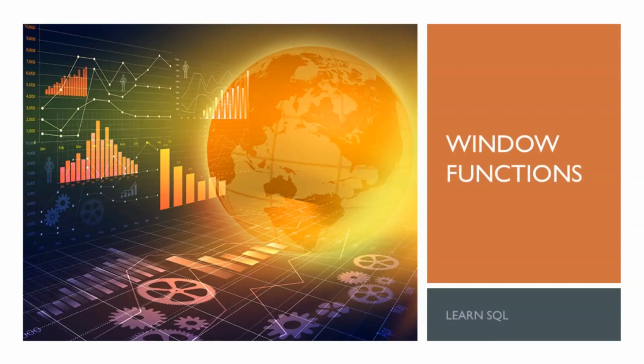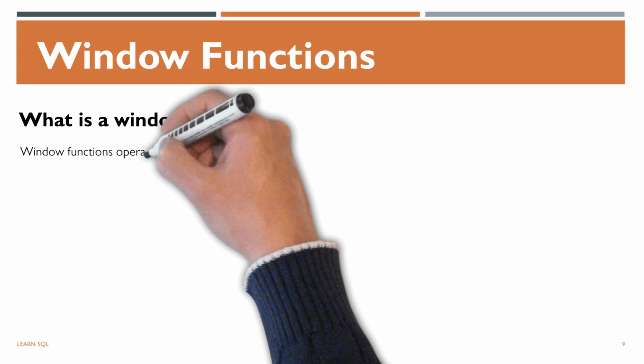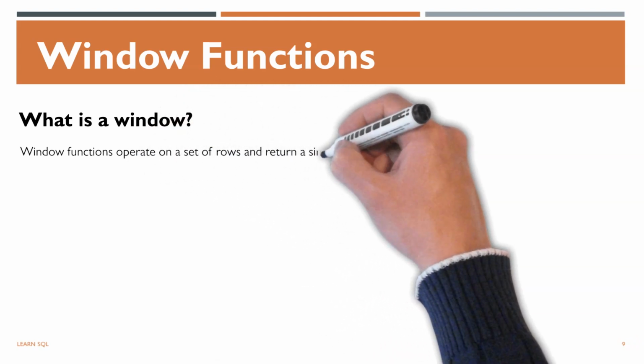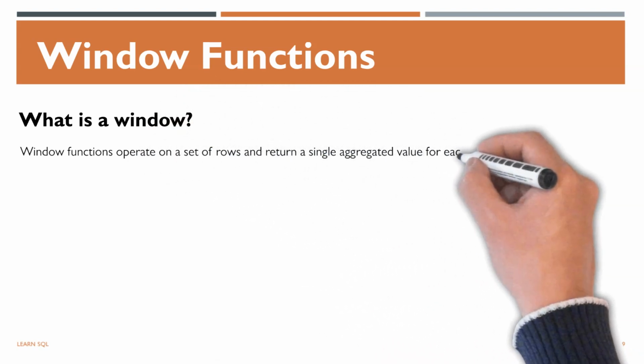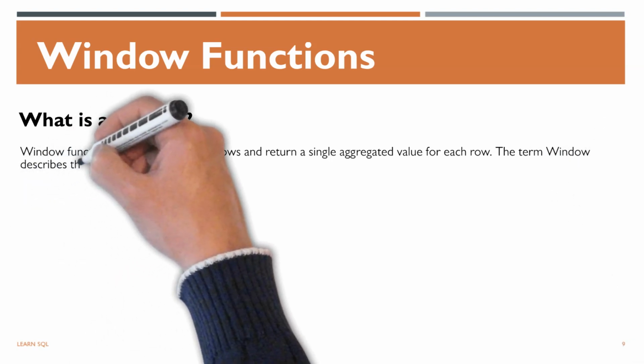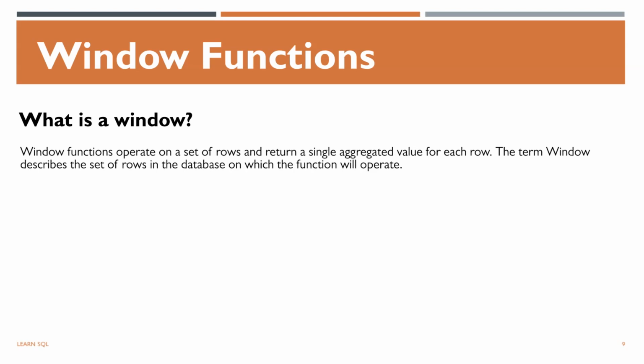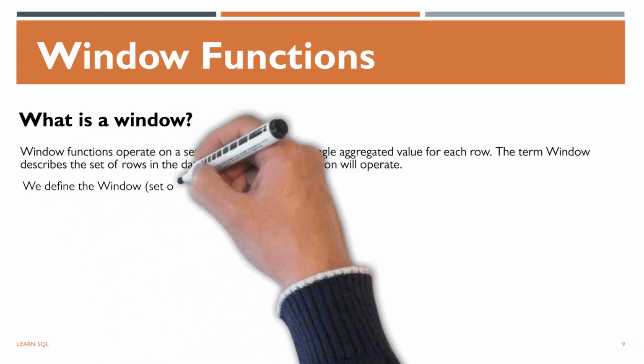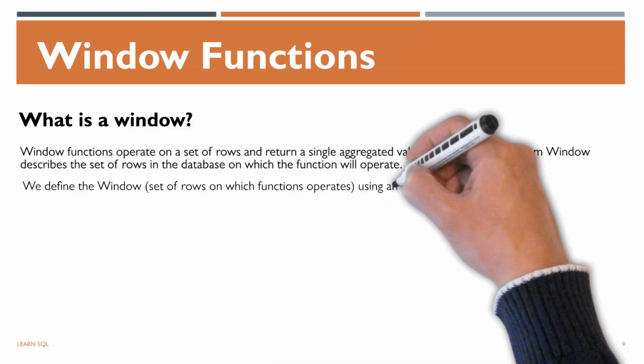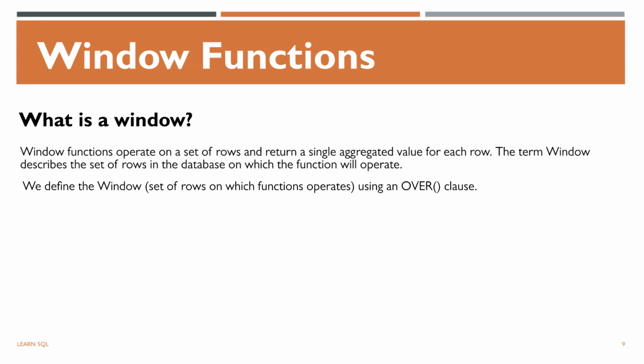In this lecture, we'll be taking a look at window functions. Window functions operate on a set of rows and return a single aggregated value for each row. The term window describes the set of rows in the database on which the function will operate. We define the window, the set of rows on which the function operates, using an OVER clause.